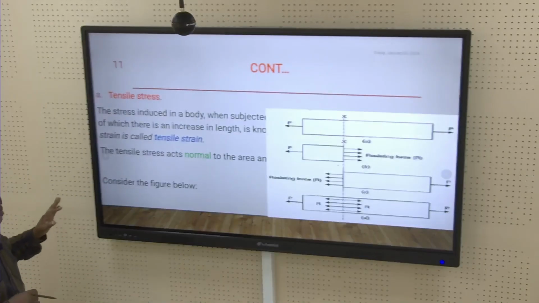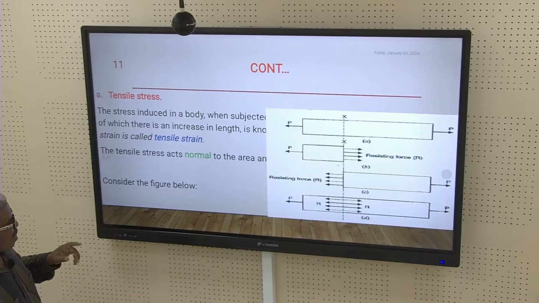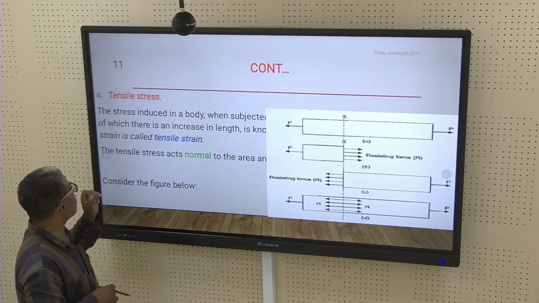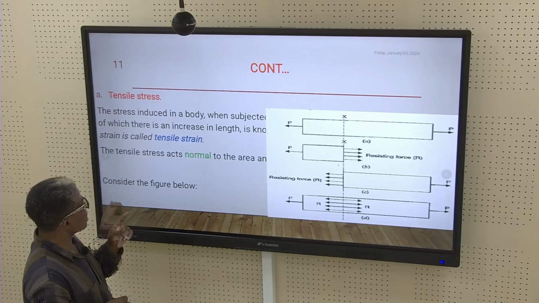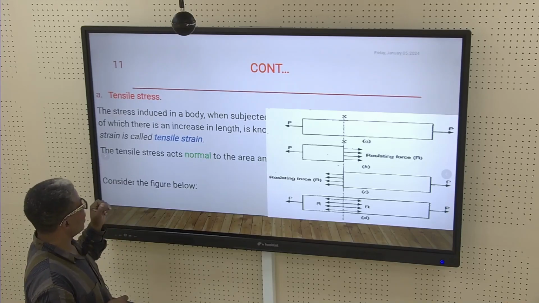so let's see this tensile stress. As I have said, the stress induced in the body when it's subjected to, of which there is an increase in length, is known as tensile stress.